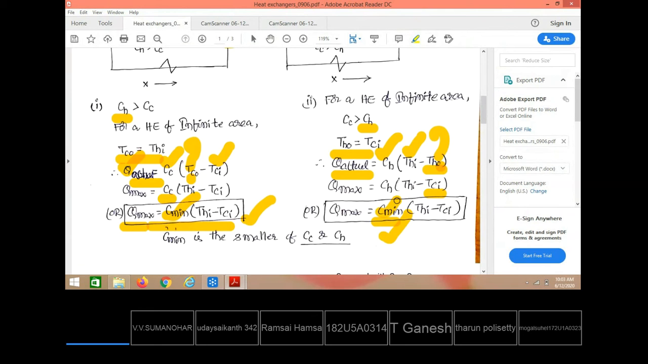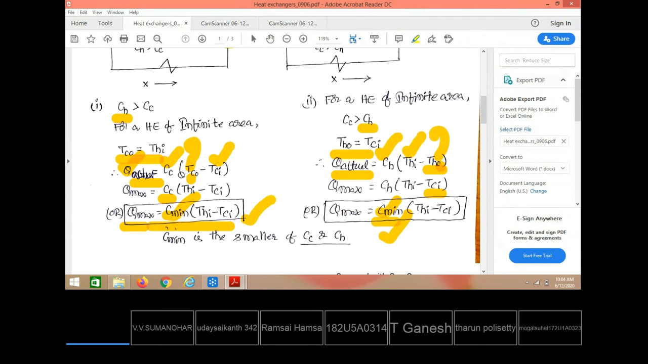What is C minimum? Out of the two estimated values of CH and CC, whichever is lower has to be substituted here, multiplied by Thi minus Tci, which includes only the hot fluid inlet temperature and the cold fluid inlet temperature. This equation does not contain any outlet temperatures. This is how we calculate Q maximum for a heat exchanger.